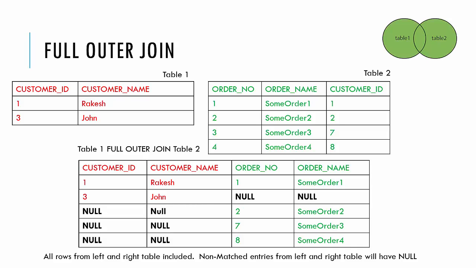So if we were to look at this a little bit visually, this is how it will look like. You'll have everything from table 1 plus common rows plus everything from table 2. Again, we will look at some examples which will make it more and more clear. But the bottom line is it's just a combination of left outer join and right outer join.